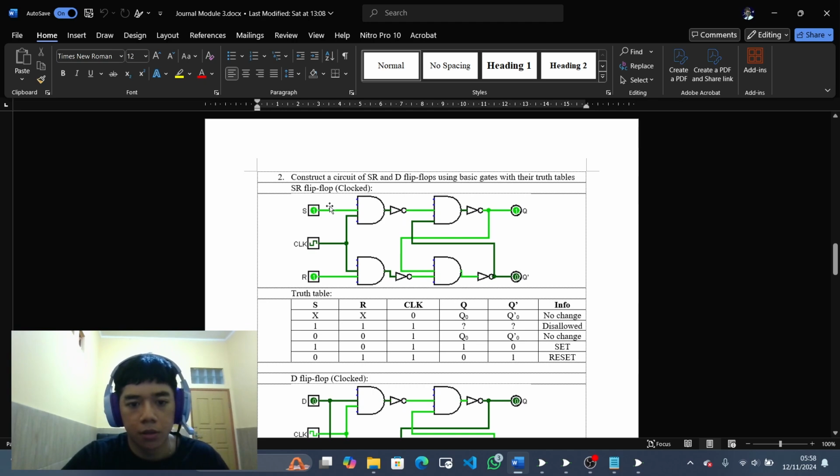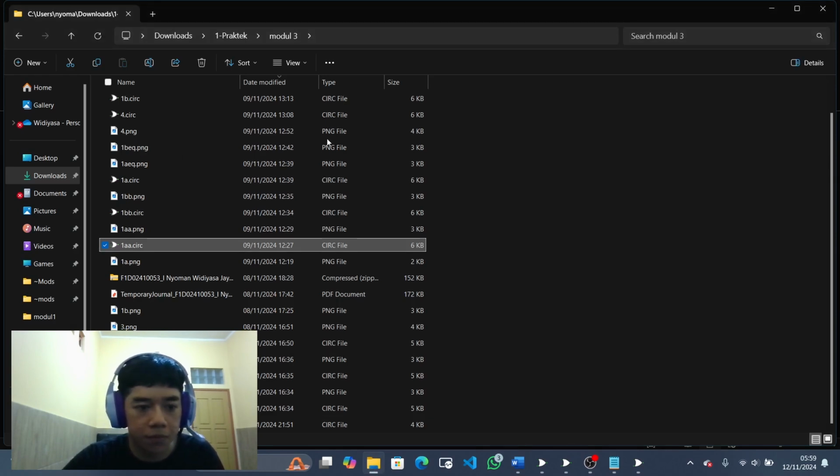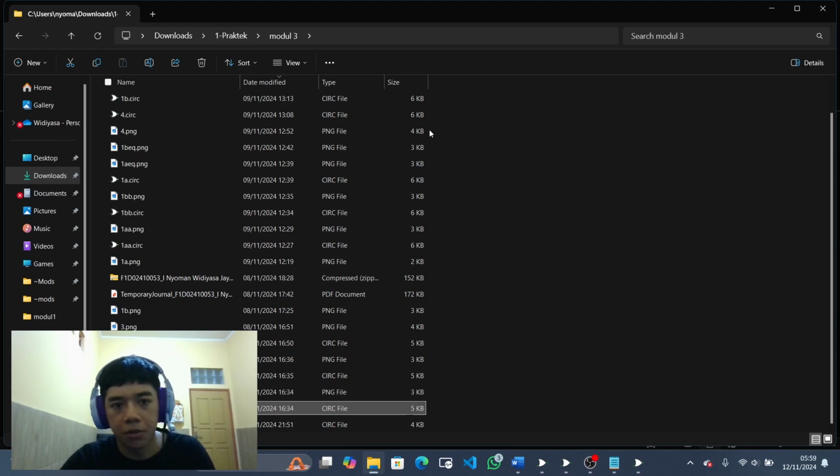So here we have an SR flip-flop. This is using the active low because I'm using NAND gates in here. So I'm going to show it to you. And two SR right here.